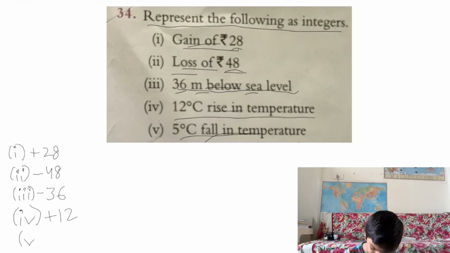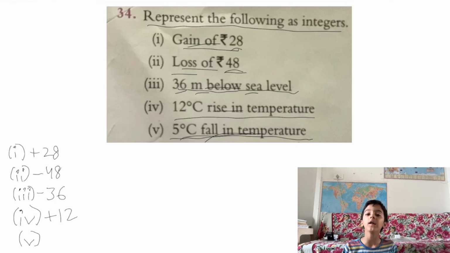Fifth part. 5 degrees fall in temperature. Fall is represented by a minus sign and there is 5 degrees fall in temperature. So the answer of fifth part is minus 5. So this question's all parts are answered.